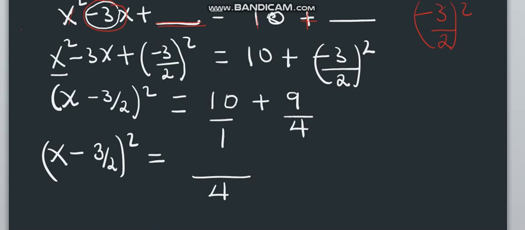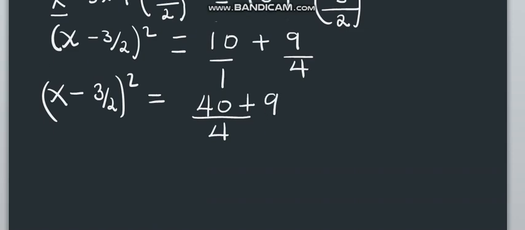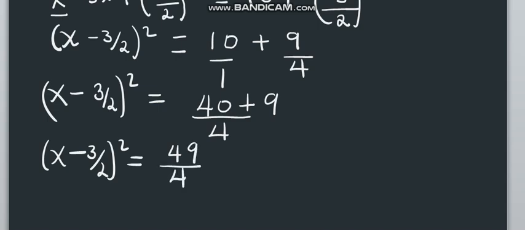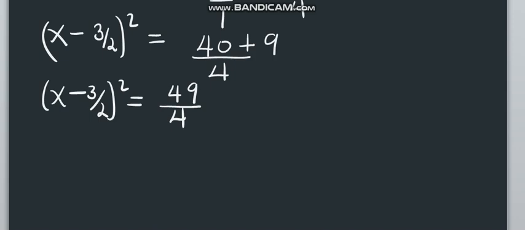4 times 4 divided by 1, we shall get a 4. Then 4 times 10, which is 40, plus 4 divided by 4, we shall get a 1, 1 times 9, we shall get 49. And that one will give us x minus 3 out of 2 is equal to 40 plus 9, we shall have 49 out of 4. Yes. Now the second thing will be taking square root on both sides.